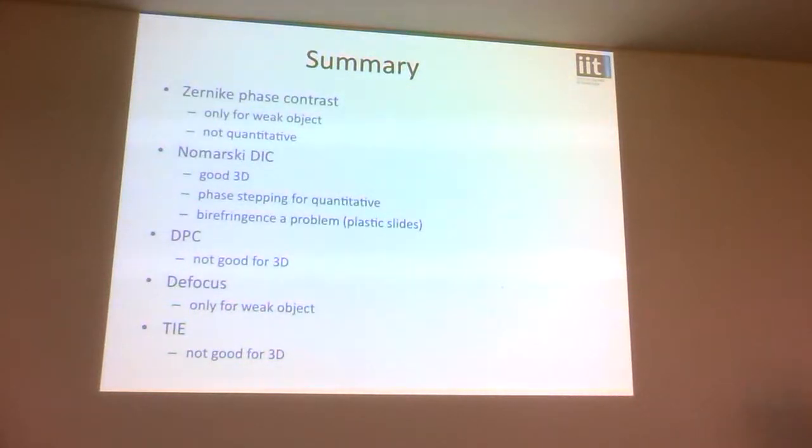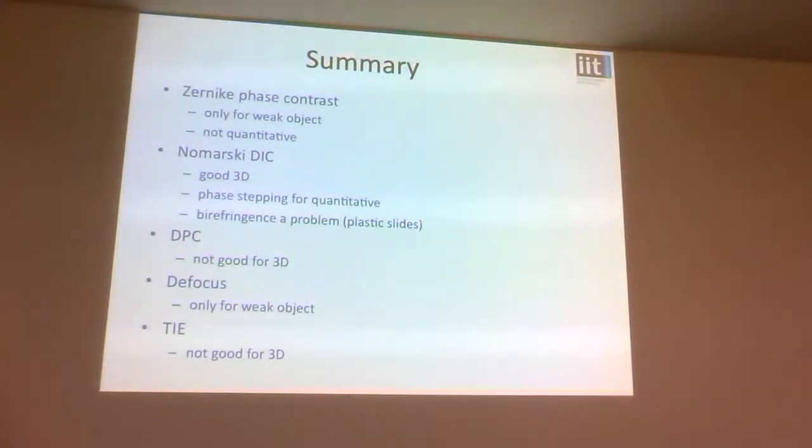Okay, I think maybe I've got to the end of this then. So this is just a summary of these different methods. Zernike phase contrast only really works well for a weak object. It's very difficult to get quantitative information from it. Nomarski DIC is good for 3D. I haven't really said about that, and that's still a topic that has not been fully studied, why it gives such good 3D information, but it seems to. We can do phase stepping to get quantitative information, but birefringence can be a problem.